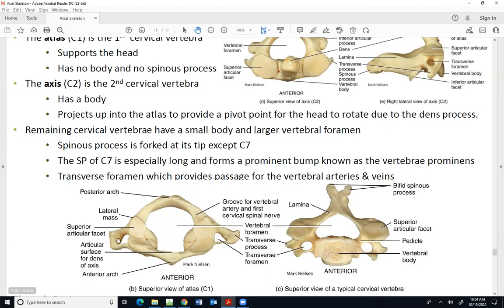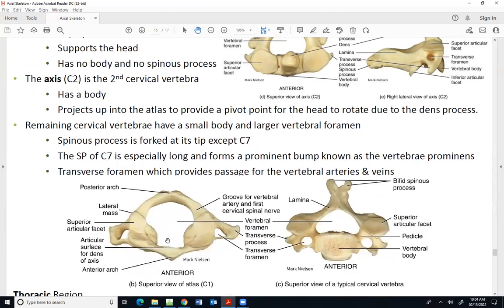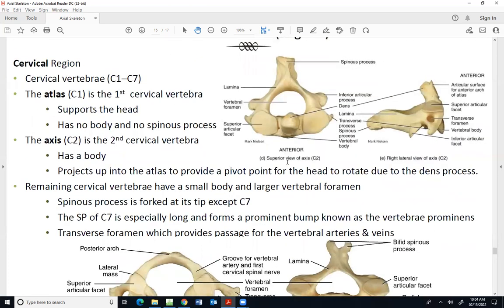Okay. Now this extra big hole within the atlas accommodates this little structure coming up from what we call the axis. Okay. The axis does have a body, but more importantly, it has this structure called the dens process that fits right in here, okay? And that enables you to shake your head no, okay?